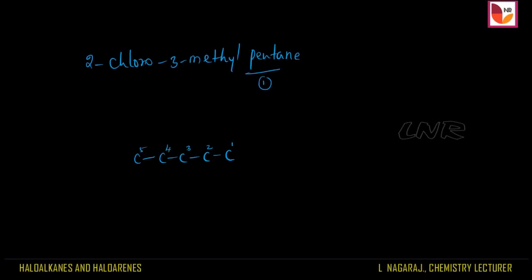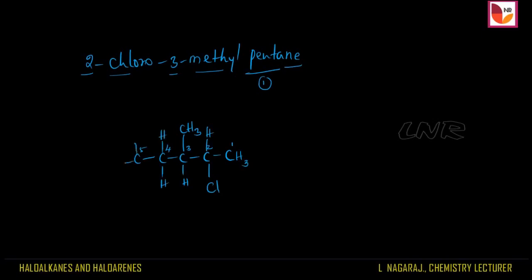Here the third carbon atom contains 1 methyl group. So attach the methyl group to the third carbon. And the second carbon contains 1 chlorine. So the second carbon contains 1 Cl. And the nature of the bonds is ane, that is, between the carbon atoms it contains only single bonds. And the rest of the valences of the carbon atoms are satisfied by writing the hydrogens. So it is CH3, and it is hydrogen, it is hydrogen, and it is CH2.